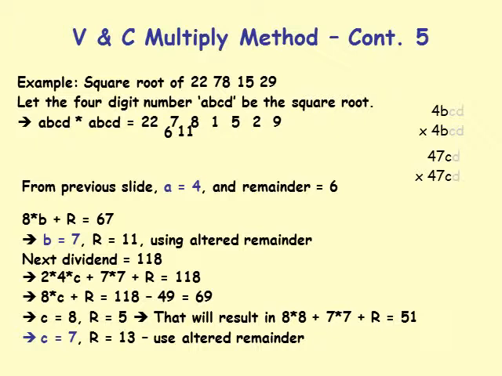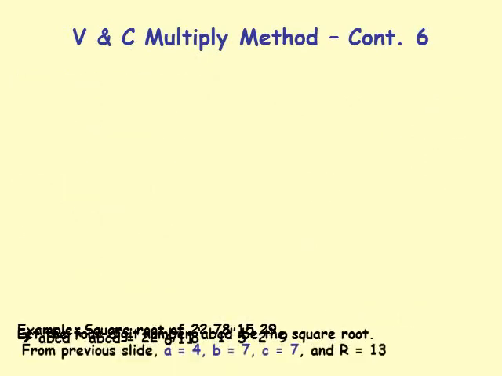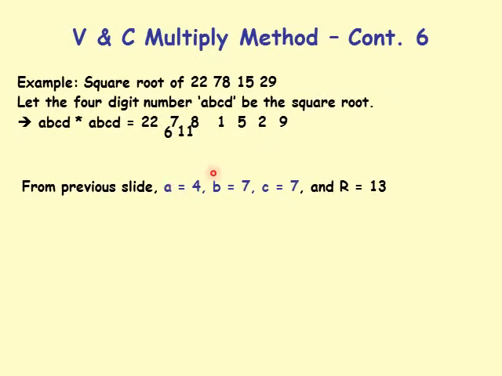That means c is equal to 7 and r is equal to 30. So in this equation here, if I use c is equal to 7, that would get me r equal to, instead of 5, 13 here. That's altered remainders. So we have a is equal to 4, b equal to 7, and c equal to 7, and remainder is 30. Next dividend is 131, right here.